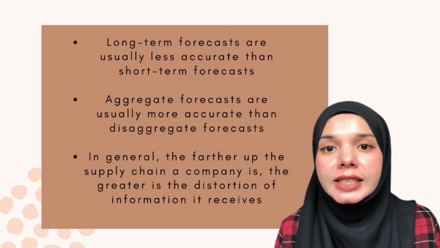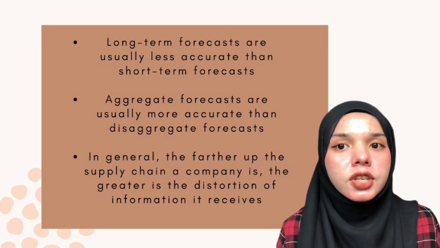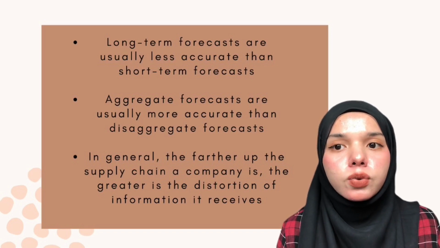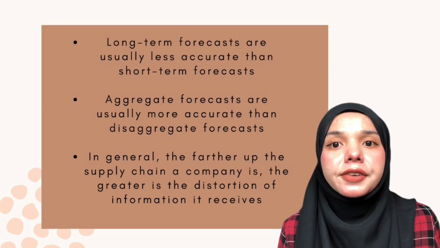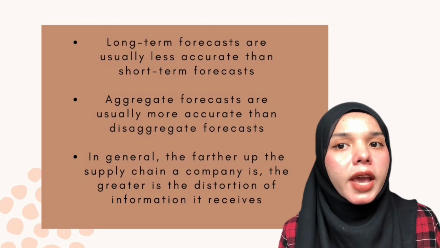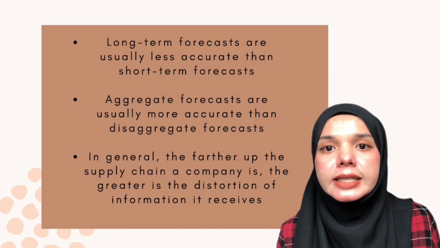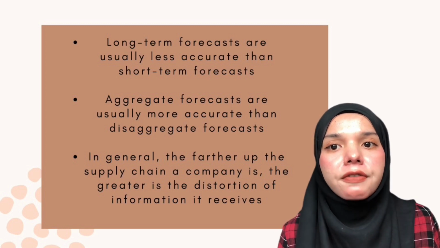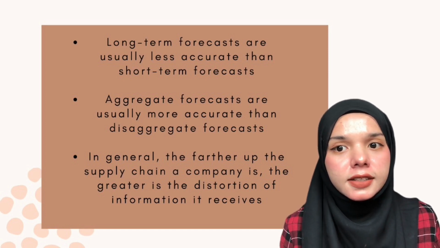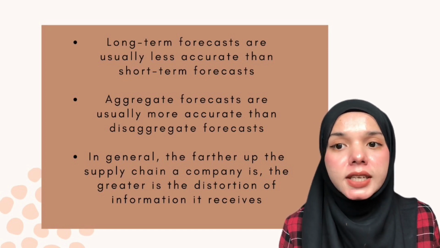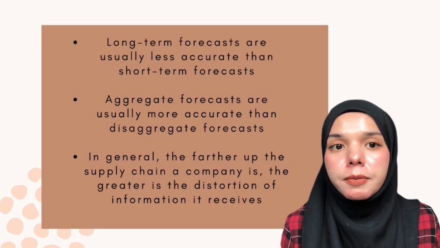That is, long-term forecasts have a larger standard deviation of error relative to the mean than short-term forecasts. Third, aggregate forecasts are usually more accurate than disaggregate forecasts, as they tend to have a smaller standard deviation of error relative to the mean. In general, the farther up the supply chain a company is, the greater is the distortion of information received.